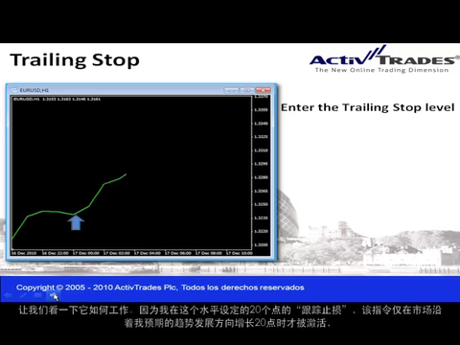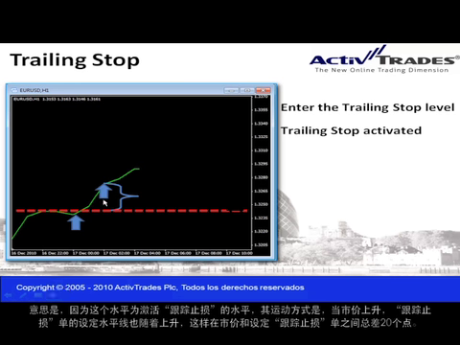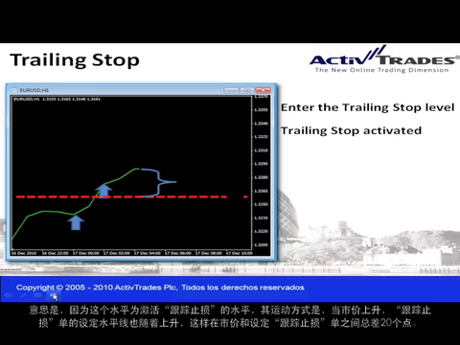Let's see how it works. Since I entered the 20 points trailing stop here, it will activate only whenever the market has moved 20 points in my direction. That means since this point it will activate the trailing stop order. What will happen is that the trailing stop will follow as long as the market price increases, so that I always have a 20 points difference between the current market price and the trailing stop order.